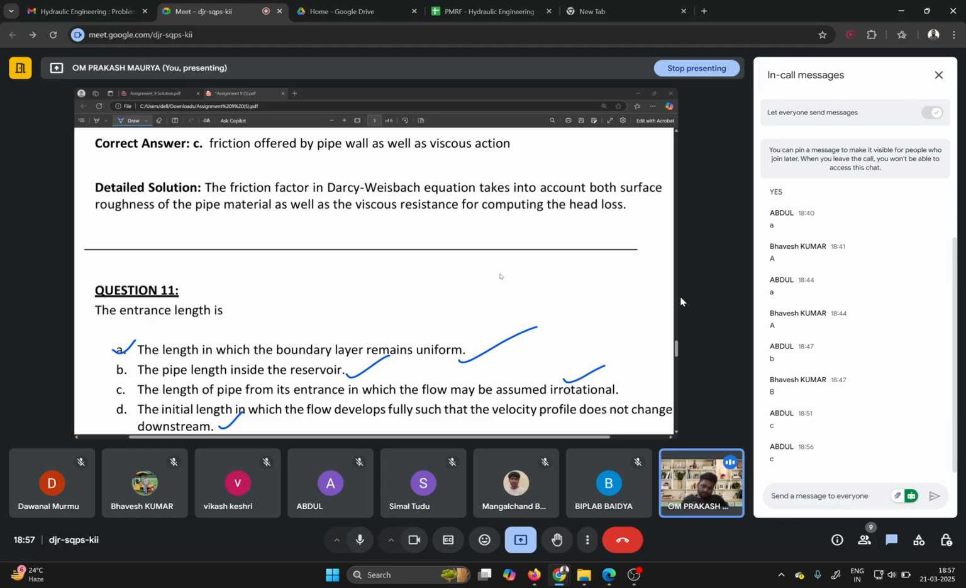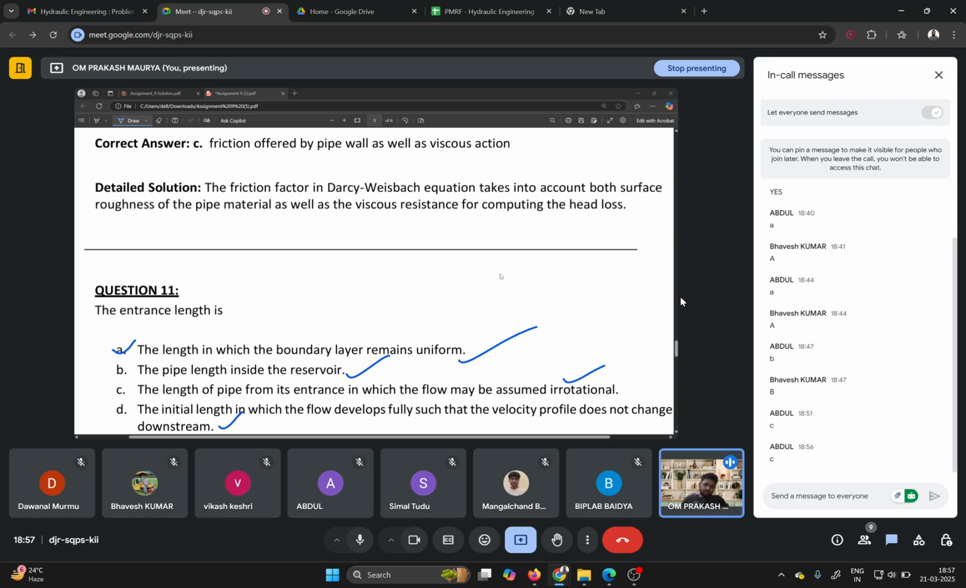Here we are talking about the fully developed flow. The question is about the fully developed flow. The entrance length means at what length your flow will be developed from the inlet. So now please think on that and try to write your option. Which option will be correct for question number 11?